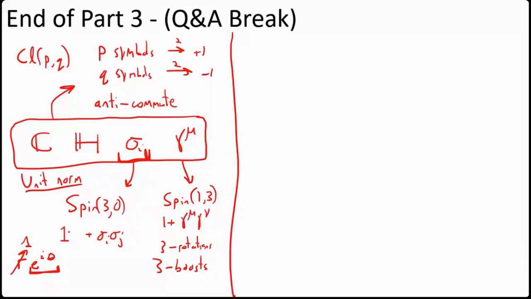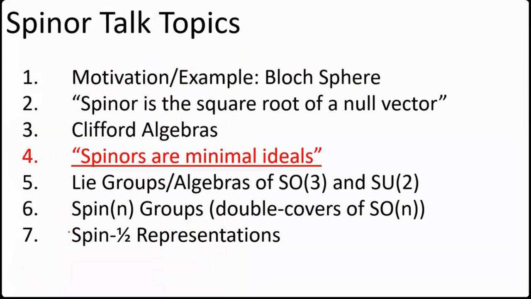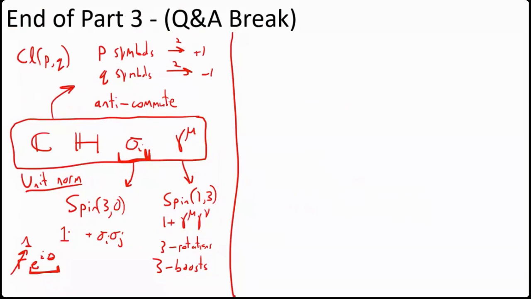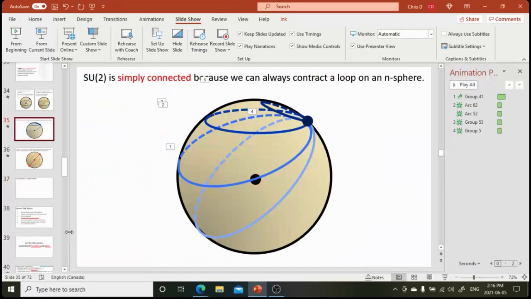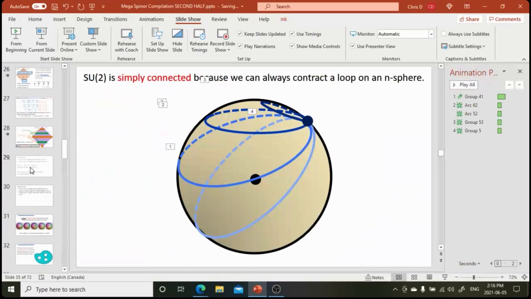Yeah. Okay, so the next section is probably going to be new to basically everybody, and this is spinors are minimal ideals. Sorry, Chris, I just wanted to leave one more note about the last slide. Even the previous one, but it doesn't matter because you skipped a lot of things. I skipped a whole bunch.